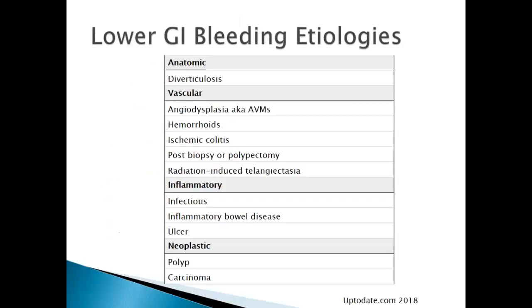And finally, lower GI bleeding etiologies: diverticulosis, angiodysplasia, aka AVMs, and hemorrhoidal, those are all painless hematochezia causes. Ischemic colitis would present with pain, and then there's post-biopsy polypectomy or radiation-induced telangiectasia, which is like radiation colitis. Inflammatory lesions include infectious, IBD, and ulcers, and then neoplasia is very common too, with a large polyp with an ulceration or carcinoma.